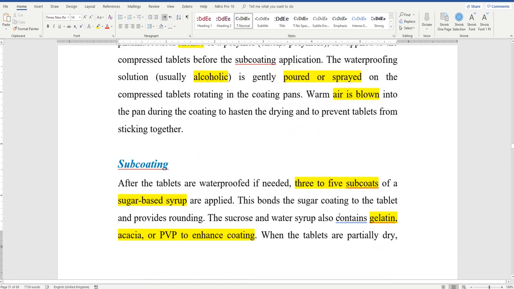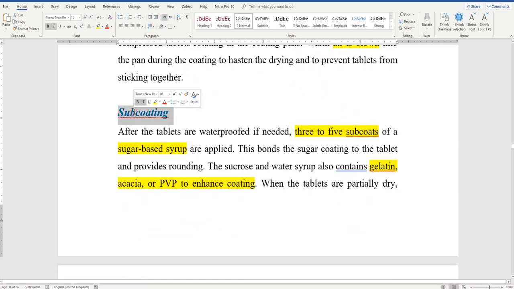Okay. Now subcoating, this comes after waterproofing, and it is maybe the main coating that is applied, which produces the large thickness of the coat. Let's see what's the job of this subcoating. See, first it provides rounding to the tablet.